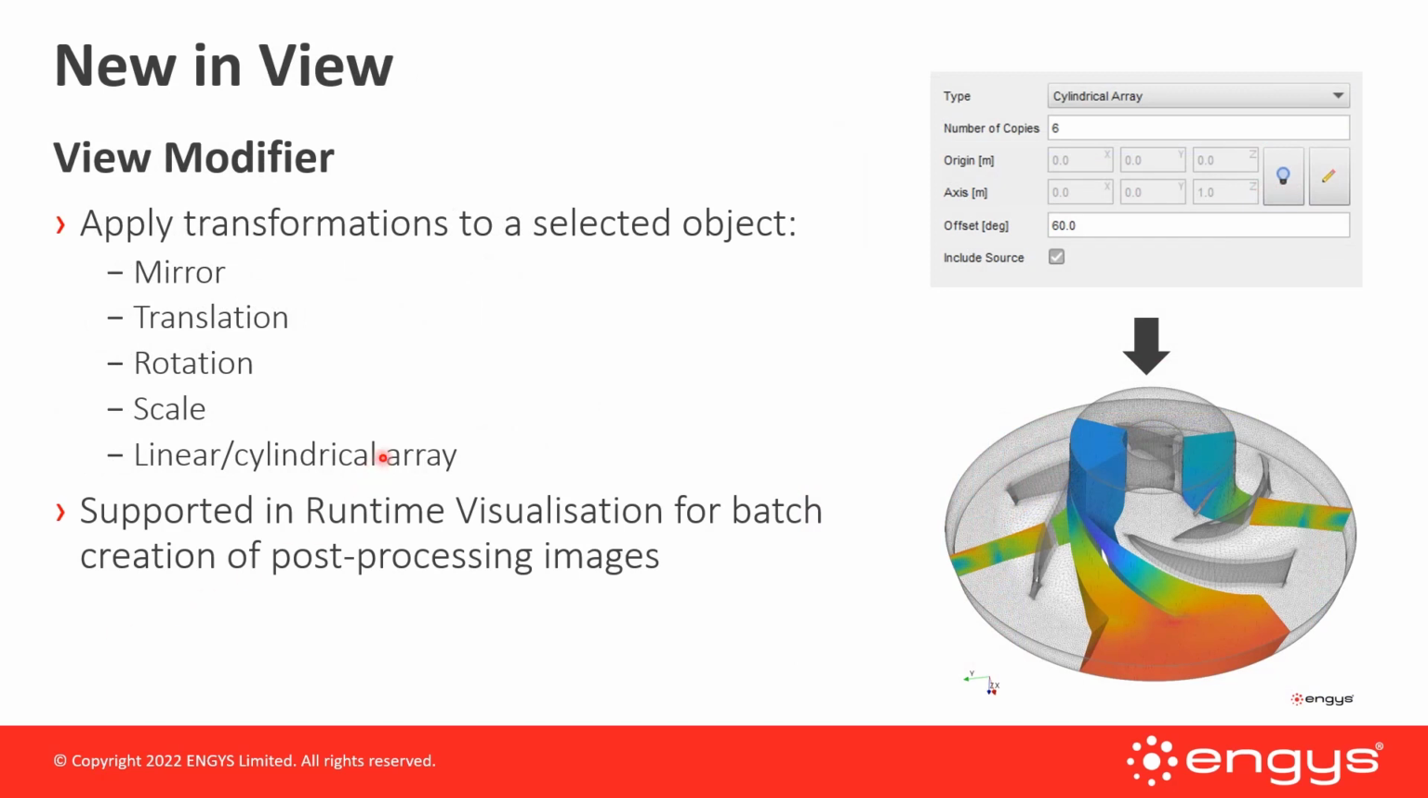Now, moving to the View tab, we have a new modifier which applies transformation to an existing object. So you can have a mirror, translation, rotation, scale, or a linear or cylindrical array. Like in this case, we have a cylindrical array to move from a single sector model to a full 360 degrees model. The important thing to keep in mind here is that you can combine different transformations, one on top of the other. And this is also supported by runtime visualization if you want to create post-processing images in batch mode.